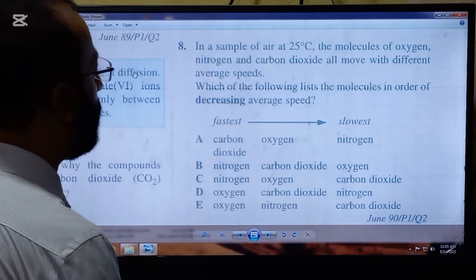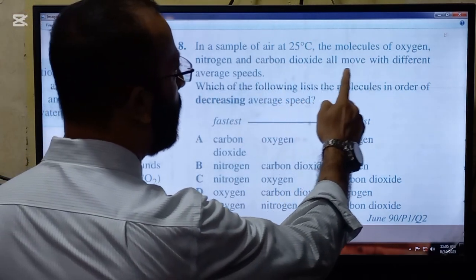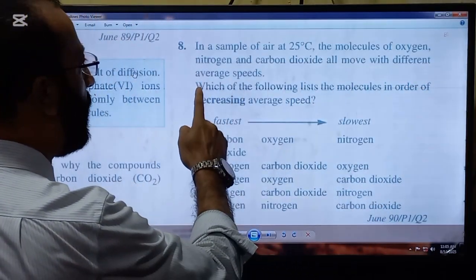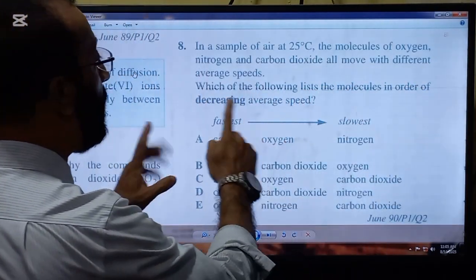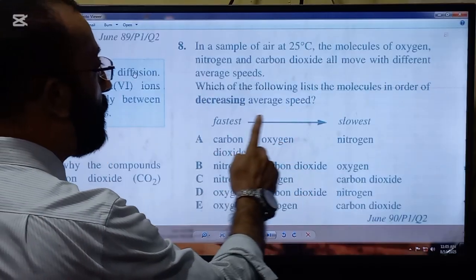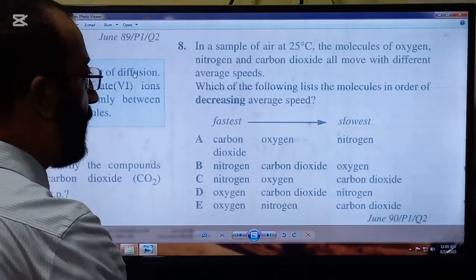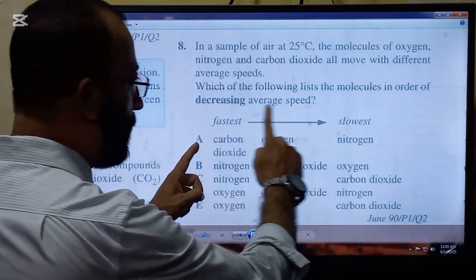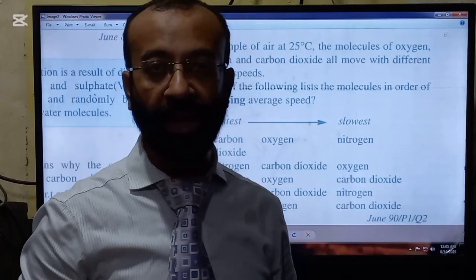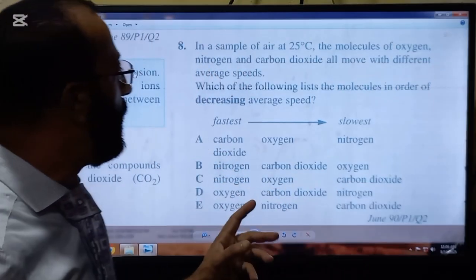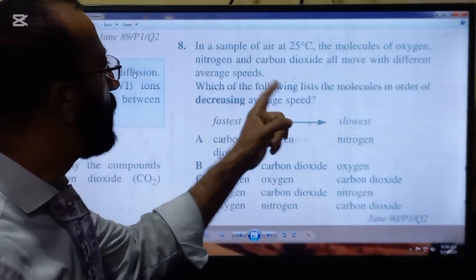Here is another question. This statement is: in a sample of the air at 25 degrees C, the molecules of oxygen, nitrogen, and carbon dioxide all move with different average speeds. Which of the following lists the molecules in order of decreasing average speed, that is from fastest to slowest? So the key point in this question is, because only three molecules are given, that is oxygen, nitrogen, and carbon dioxide.